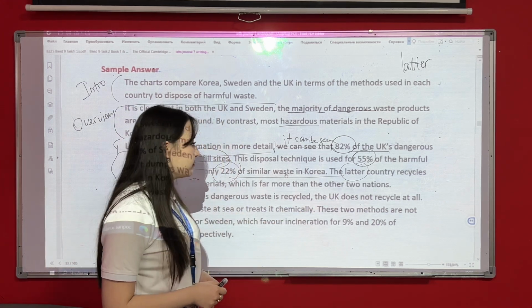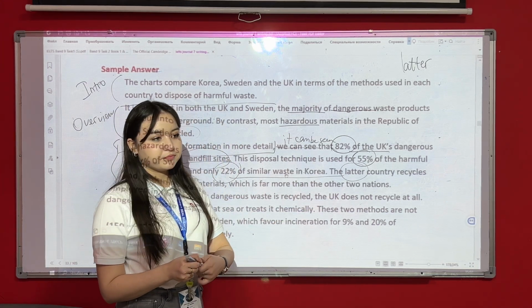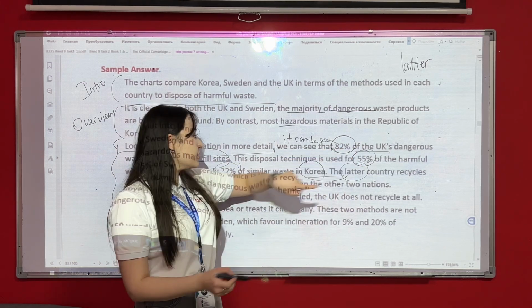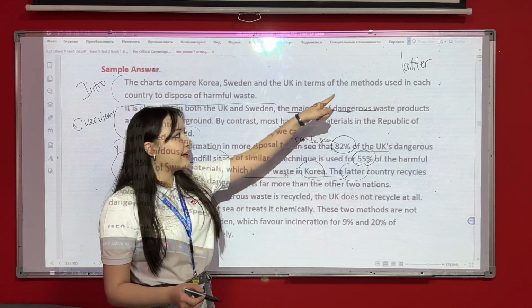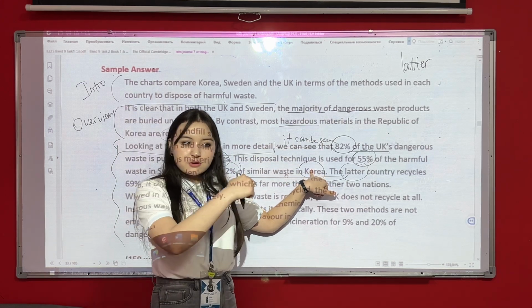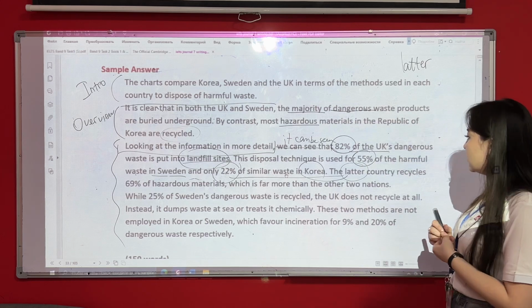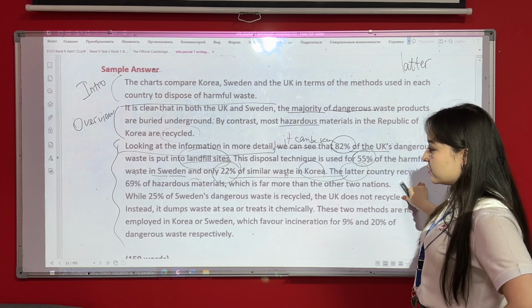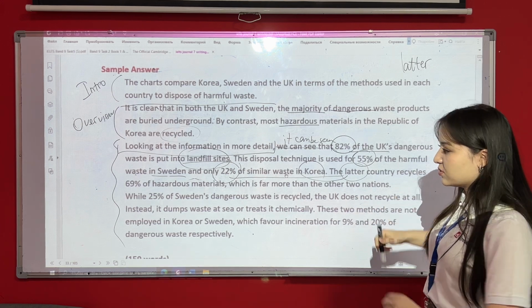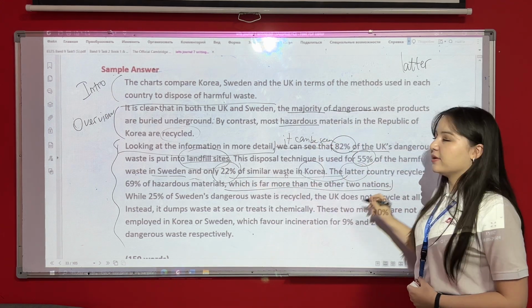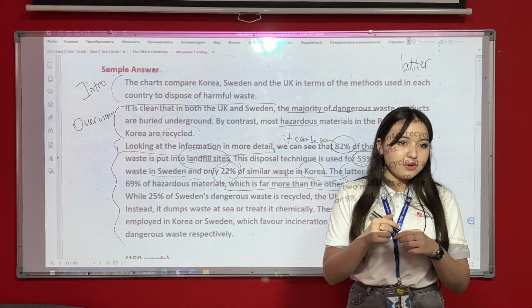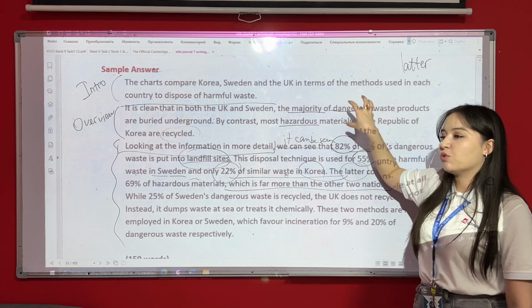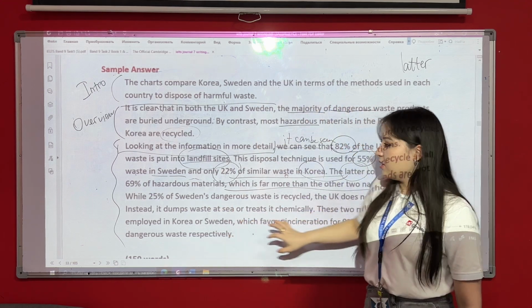The latter country. Where is the latter country here? Нет, Korea. Here it is Korea, right? Because UK was the first, and then Sweden, and then Korea. So it means that latter, they are referring to Korea, right? The country recycles 69% of hazardous materials, which is far more than the other two nations. So here, what are they doing? They are making comparisons. Yes, they are comparing. Between whom? Between each other, right? It's not within one country itself. They are comparing one country to other two countries, right?